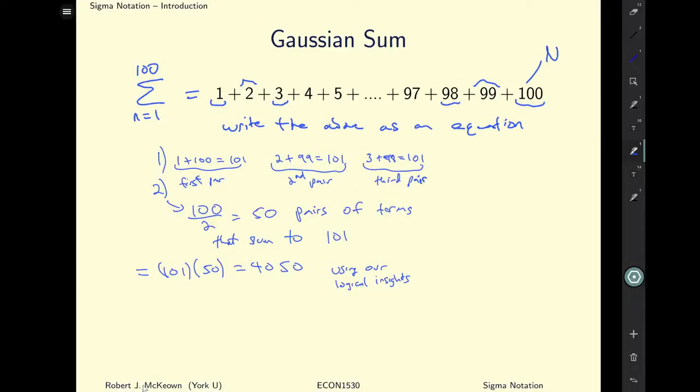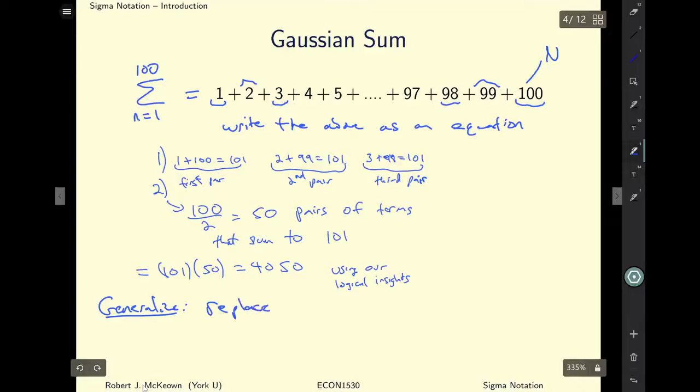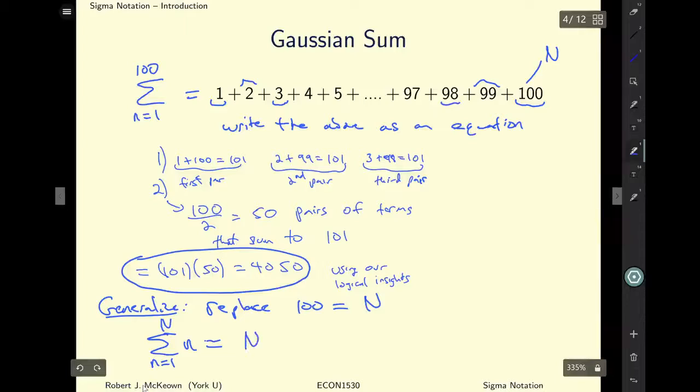As our last procedure, let's generalize this. We're going to replace 100 with N. And when we do that, in this equation right here, we're going to end up with the sum starting from 1 and ending in capital N is going to be equal to N multiplied by N plus 1, divided by 2.